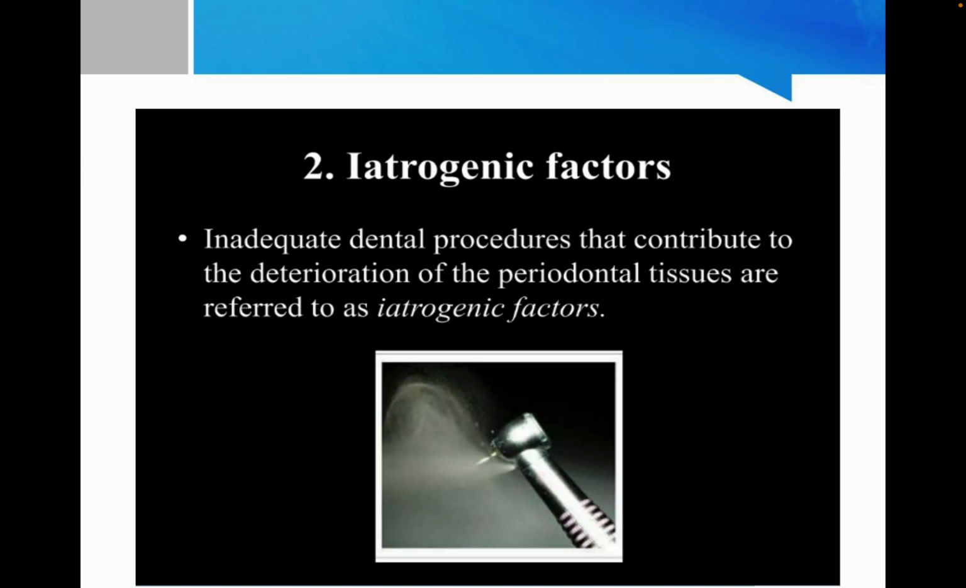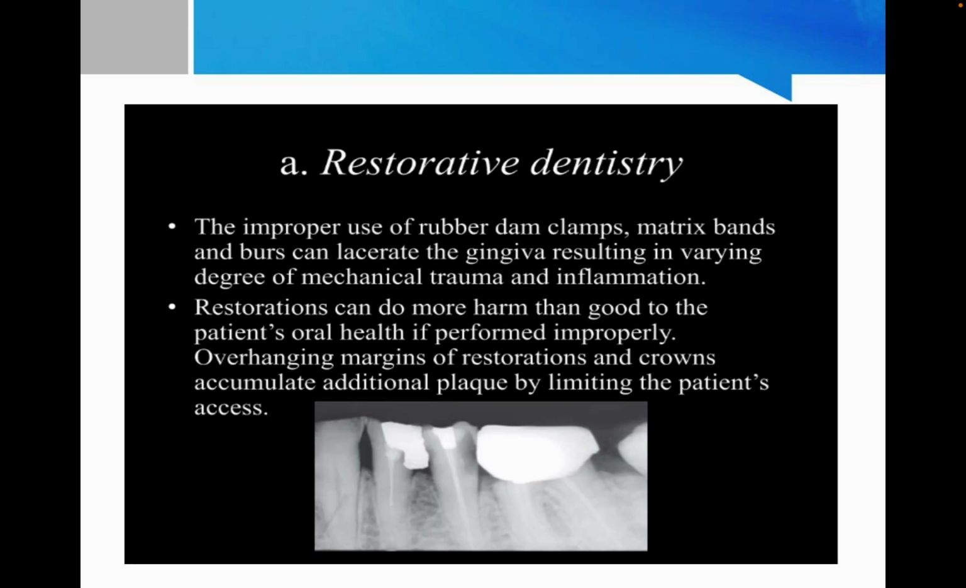Second is iatrogenic factors. Inadequate dental procedures that contribute to the deterioration of the periodontal tissues are referred to as iatrogenic factors. Restorative dentistry: the improper use of rubber dam clamps, matrix bands, and burrs can lacerate the gingiva, resulting in varying degree of mechanical trauma and inflammation.